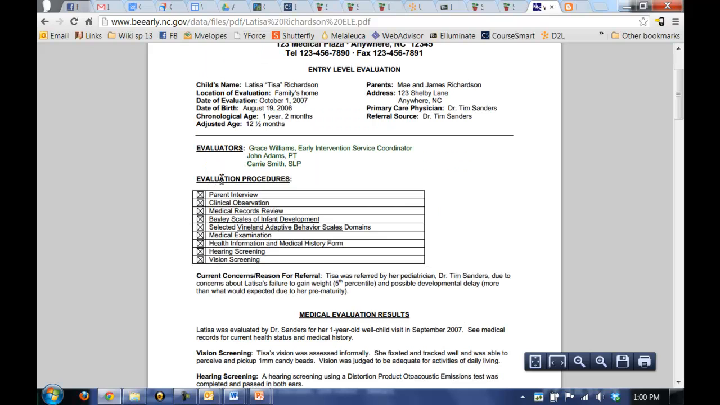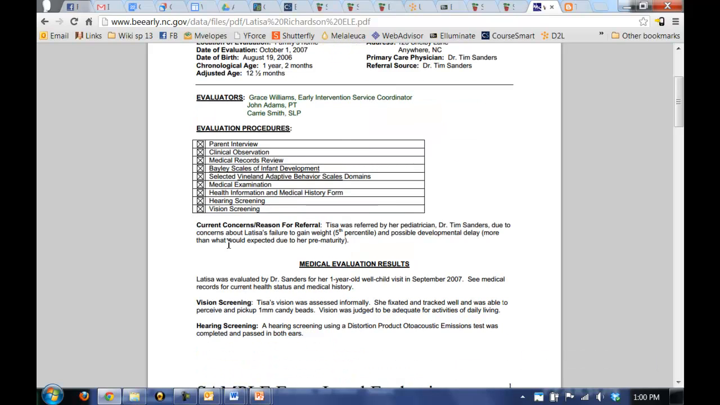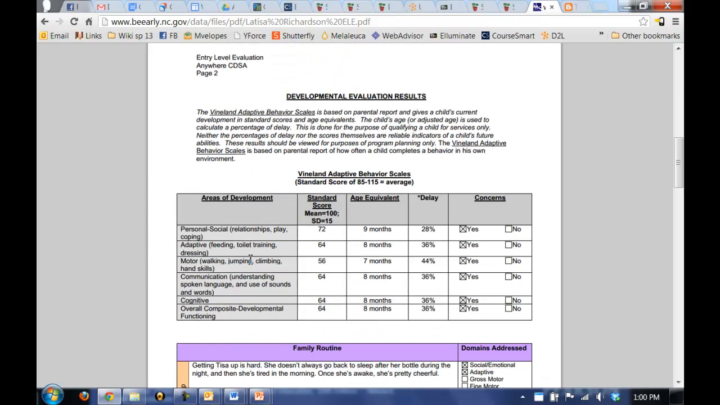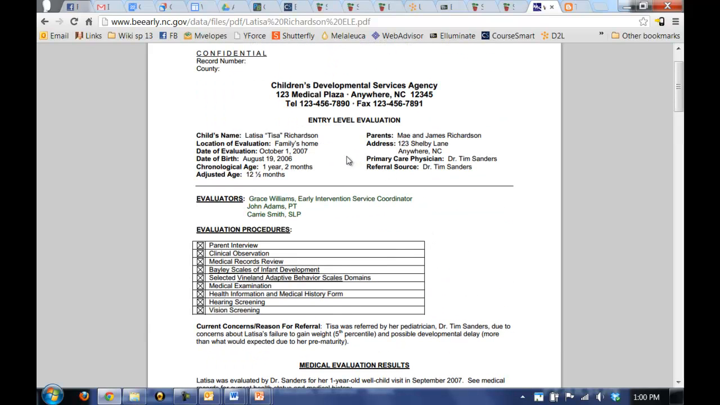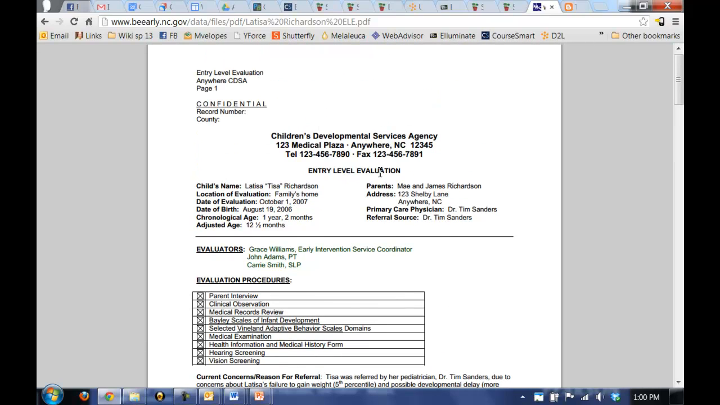And here they interviewed a parent, clinical observation. Here's the different things they used to make the determination. And then they gave scores. They were able to assign standard scores. So, for example, in personal social, like relationships, play, and coping, they had a standard score of 72, which would be equivalent to somebody that was 9 years old. Okay, and how old is this person? Must have it up here. I thought it was right here.